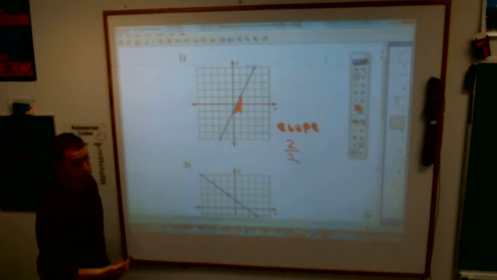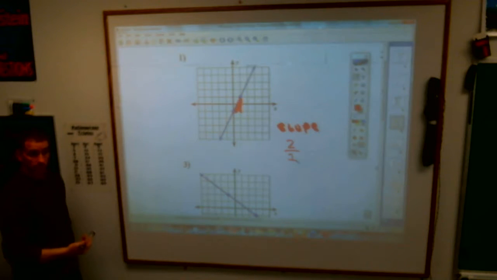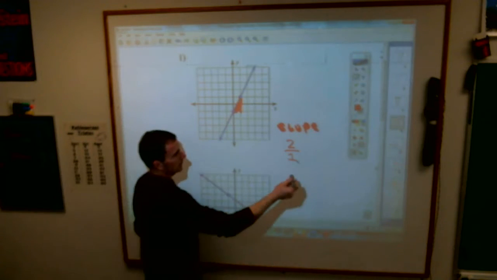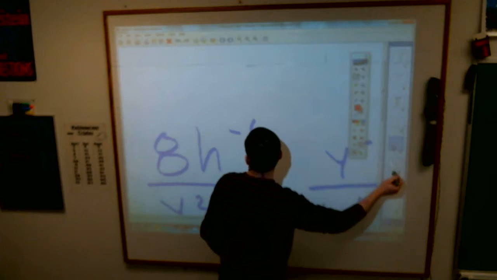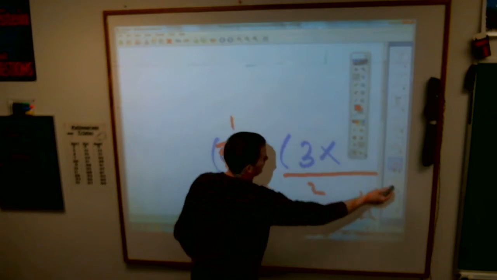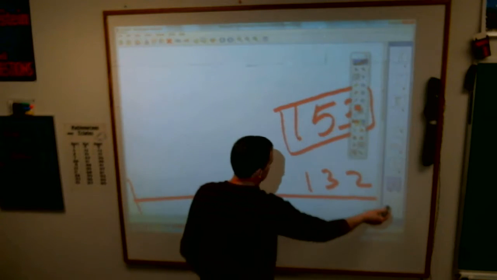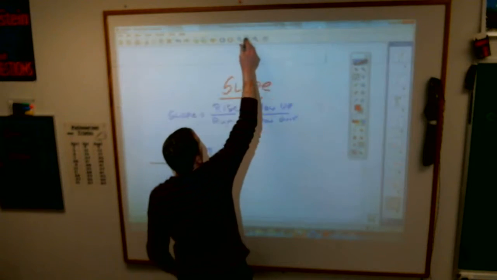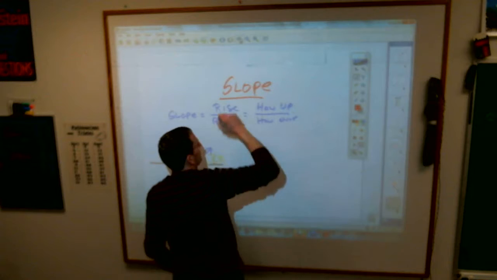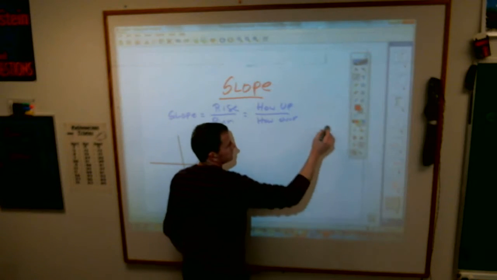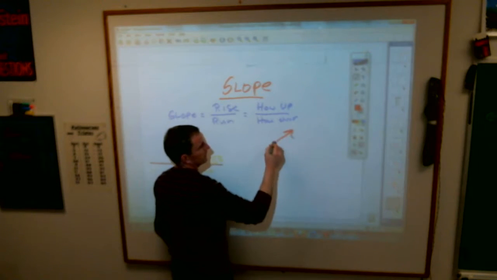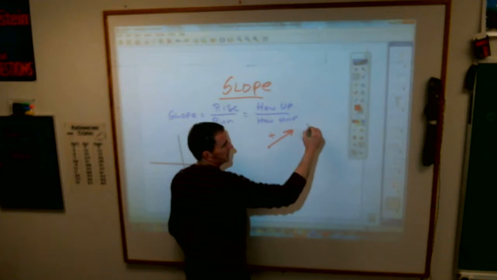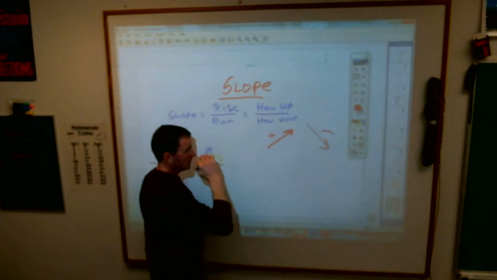The other thing you have to worry about is, is it positive slope or negative slope? Yeah, positive slope. Make sure you got that down. That slope going this way is positive slope from left to right. Going that way is negative slope.